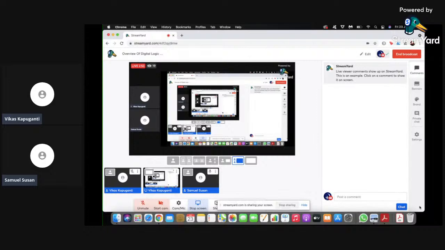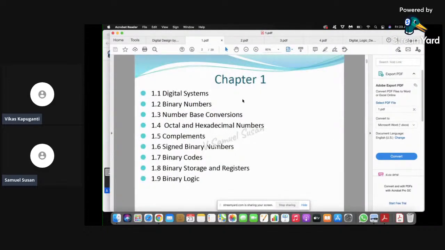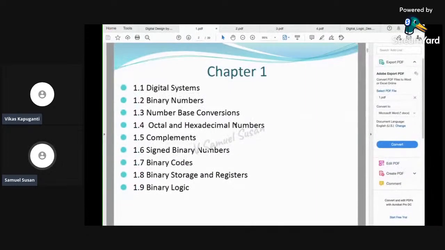If there are any questions regarding number-base conversions, how to convert octal to hexadecimal directly, or how to use a complement, we already have the PPT. For each chapter individually, we have a PPT for the 4 chapters. For the first chapter, Vikas, can you share the PPT? You can use your live chat box to ask questions regarding the first chapter.